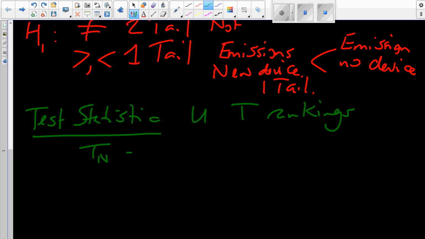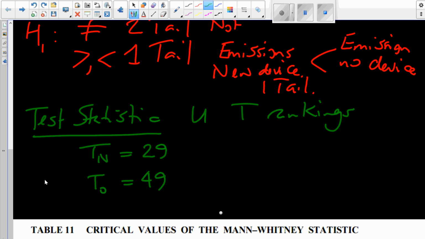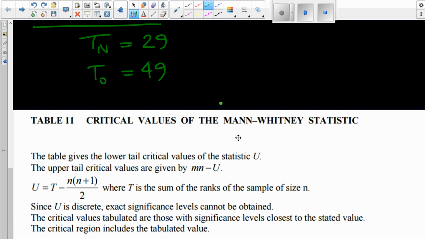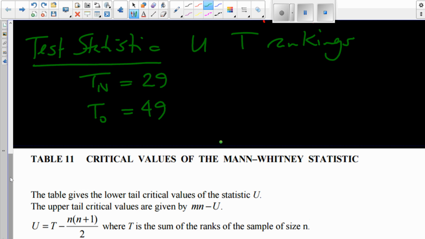So T_n was 29, T_m was 49. Now, I've just brought in here what table 11 says, the critical values for the Mann-Whitney test, and it says that our test statistic is going to be U, and that is the T value minus n(n+1)/2 for that sample.